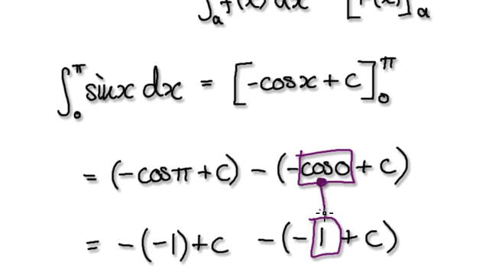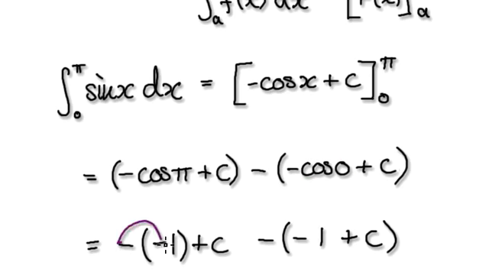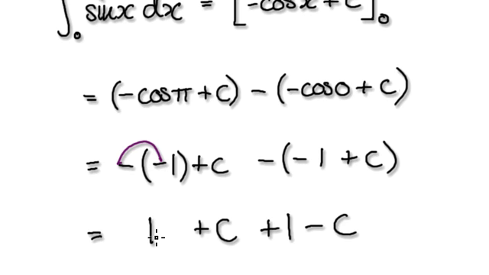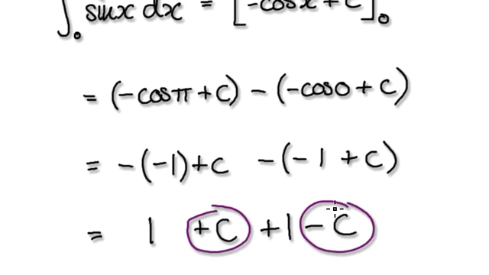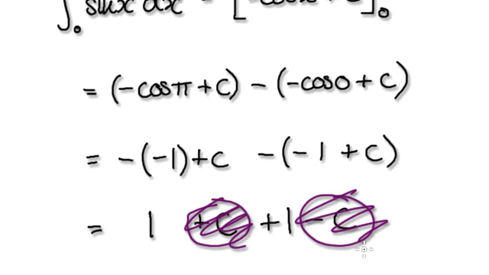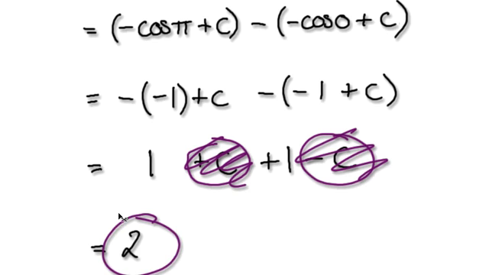So this box here becomes this, because cos of 0 is 1, and then this and this become a positive. You can see that here a negative and a positive becomes a negative. The point here is that the two c's will eventually cancel each other out. So you get to this stage where you've got a positive c and a negative c, so they get cancelled out, giving you 2.